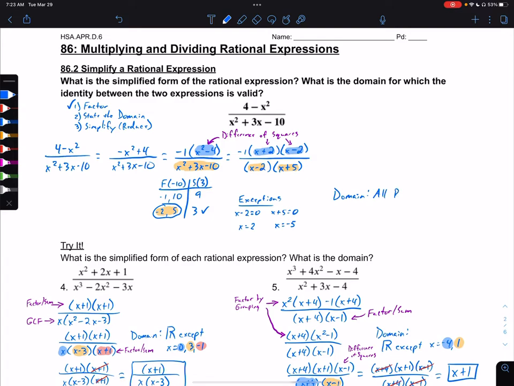So the domain is all real numbers except x equals 2 and x equals -5. So we've now listed our domain, and step 2 is done. And our final step is to reduce.